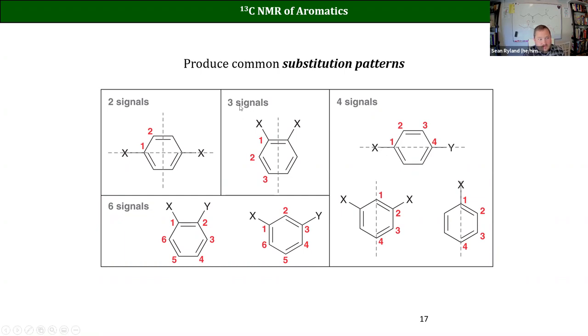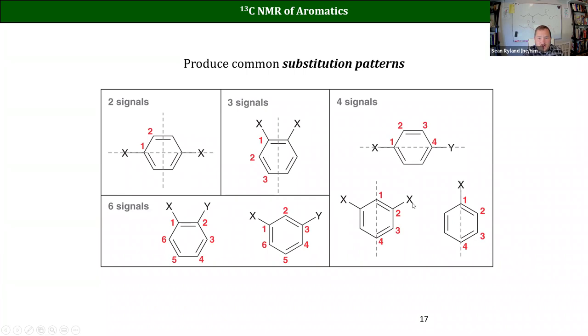If you have two identical substituents that are right next to each other, that are ortho, you get three distinct signals in there if you can see them, if they're not all piled up on top of each other. If you have X and Y, two different substituents, and they're either right next to each other or they're meta relative to each other, that's going to give you six distinct signals in there, which is really hard to tell the difference between.